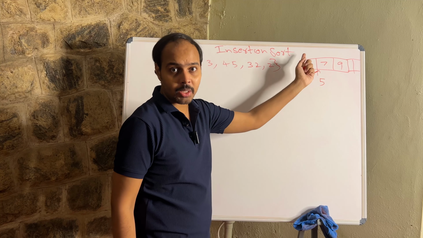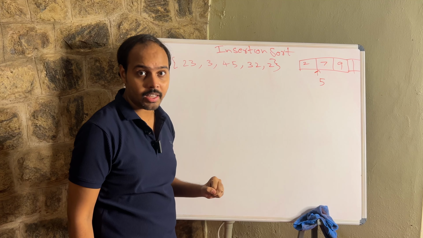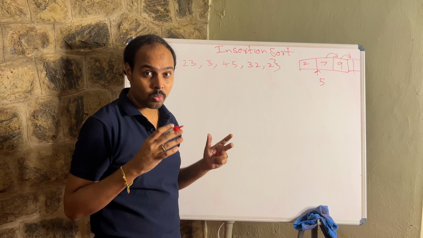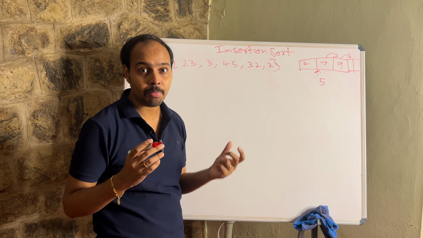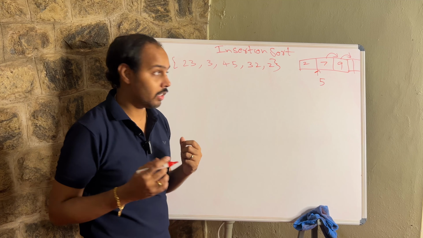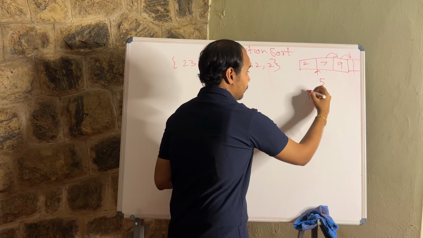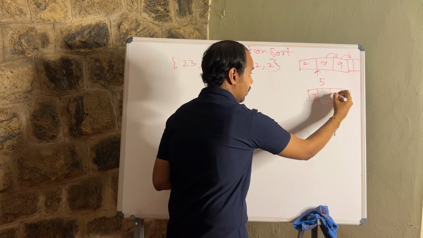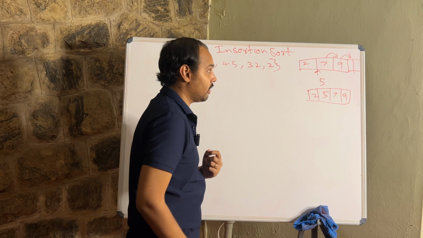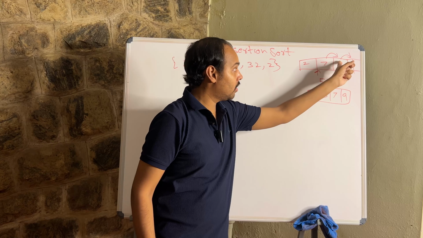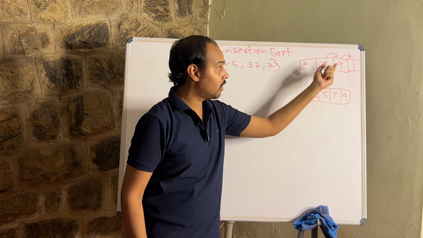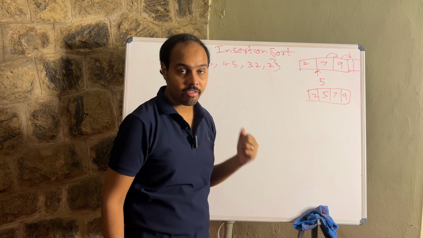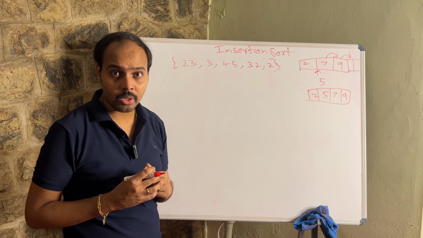But here we don't have space to insert 5 in that position. So what will we do? We will just move the elements one position ahead to create space for our 5 to be inserted. So now we have 2, 9 comes here, 7 comes here, and we have 5 here. So 9 is copied here, 7 is copied here. So you have two 7s. So the first 7, you will replace it with 5. Already we are doing a swapping.